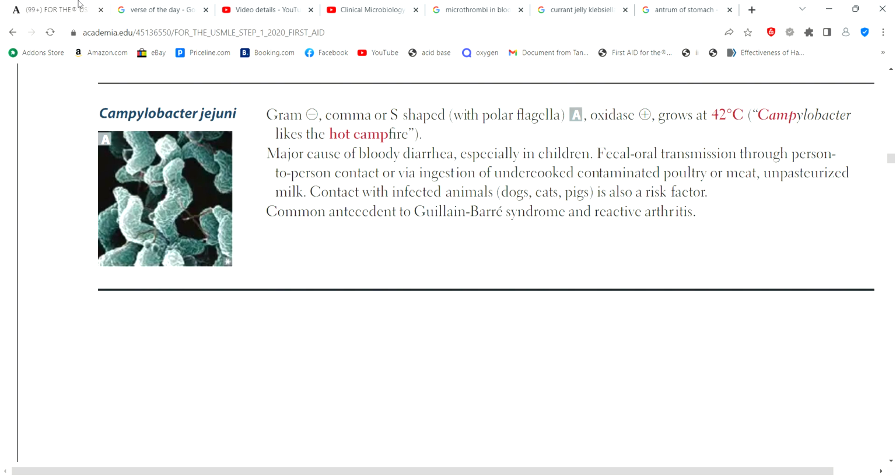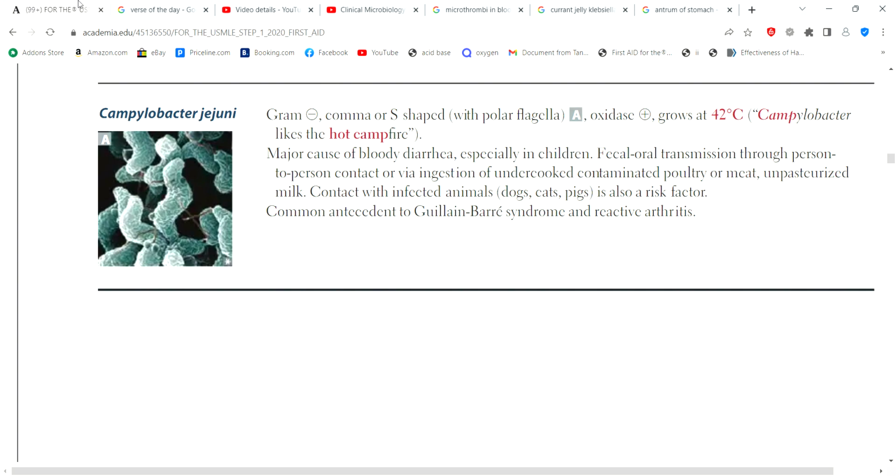Campylobacter is a comma or S-shaped rod with polar flagella. It is oxidase positive, grows at 42 degrees Celsius, so it grows over 100 degrees Fahrenheit. So Campylobacter likes to grow in the heat. It's a major cause of bloody diarrhea, especially in children. It is transferred by fecal-oral transmission through person-to-person contact or by ingestion of undercooked, contaminated poultry or meat.